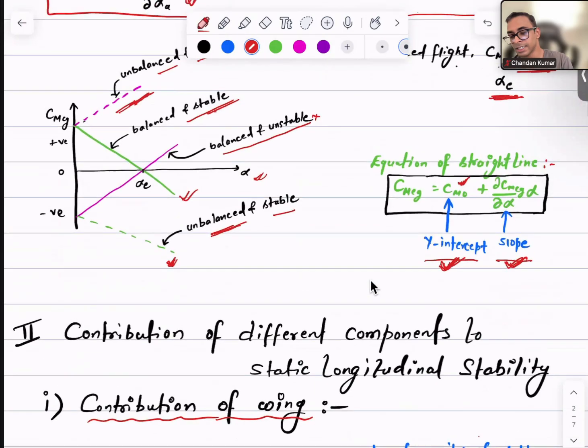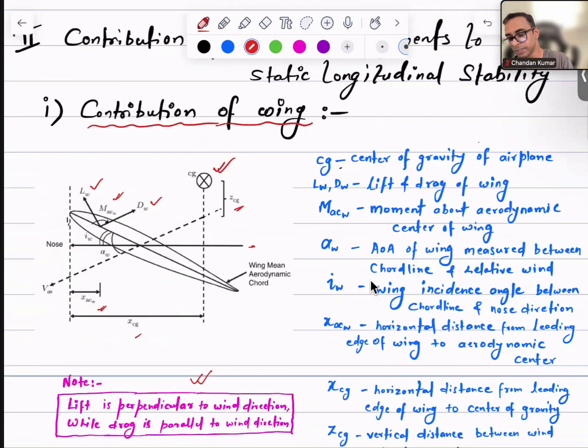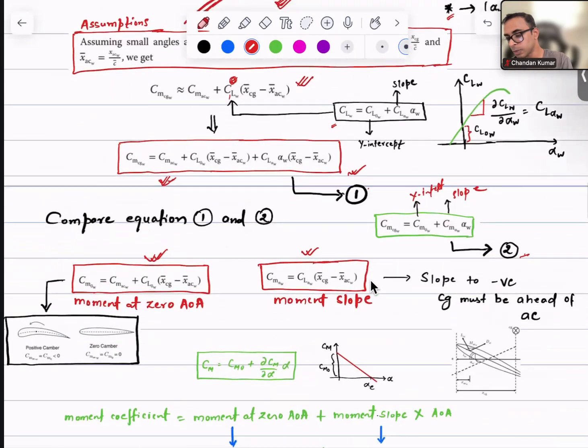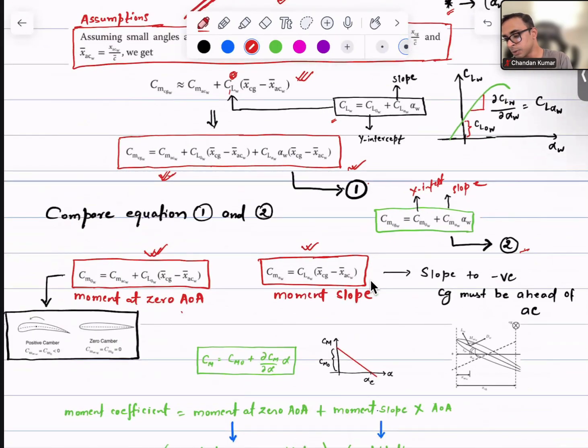So this is what we wanted when we started at the top. We wanted to know how much the wing is going to contribute in this variable, and how much the wing is going to contribute in this variable, and that is what we have here. If we go down, that is what we have here. So this is the contribution from the wing to the moment at zero angle of attack, and this is the contribution from the wing to the moment slope.